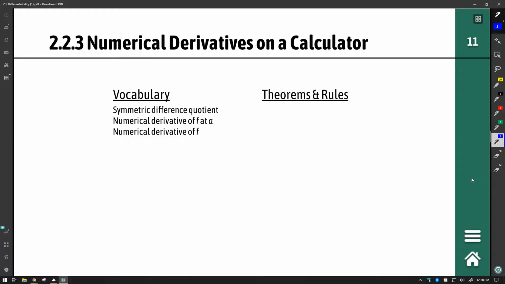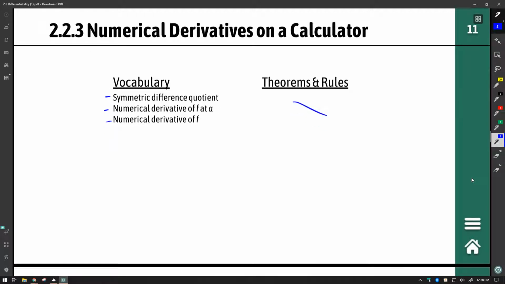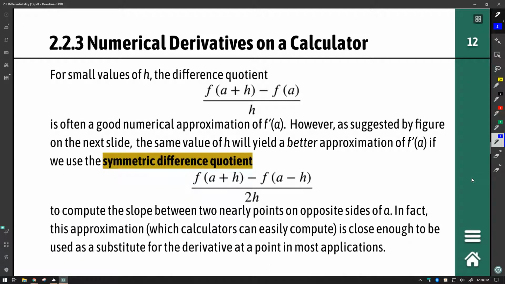We go now to 2.2.3, the numerical derivative on a calculator. A few new vocabulary words here. We have the symmetric difference quotient, we have the numerical derivative of f at a, and we have the numerical derivative of f, but no new theorems or rules. So let's begin this way.